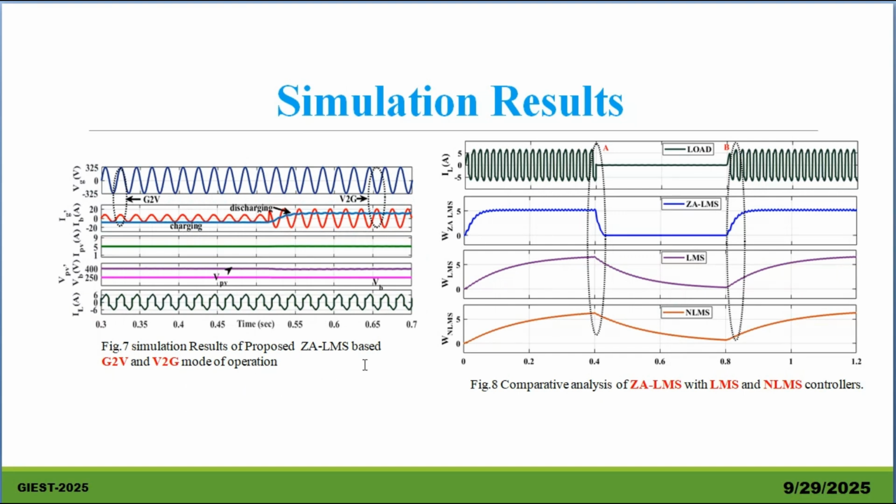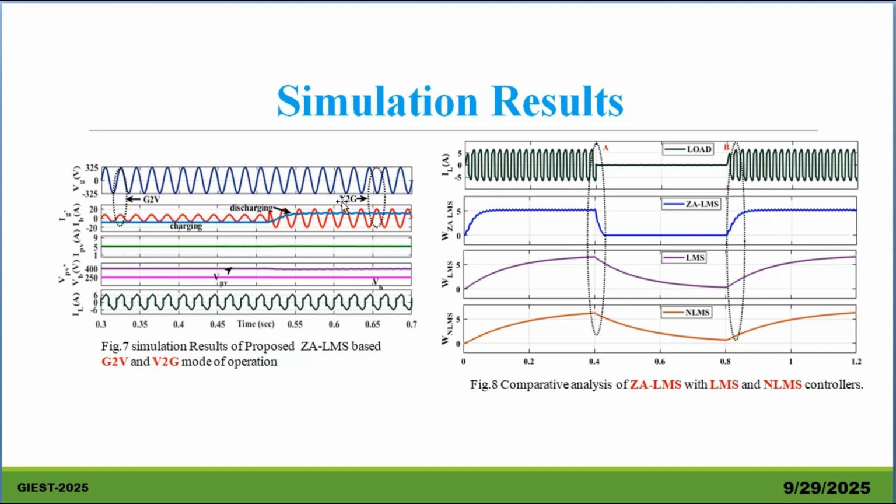Simulation result of the proposed JDA LMS based grid to vehicle mode and vehicle to grid mode operation. Here, in grid to vehicle mode, the grid is feeding power to the vehicle, that is VG and IG are in phase, due to which the battery current is negative, that is, the battery is charging. A transition takes place between 0.5 and 0.55 second from grid to vehicle to vehicle to grid mode.